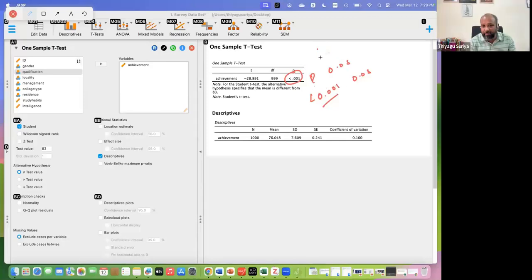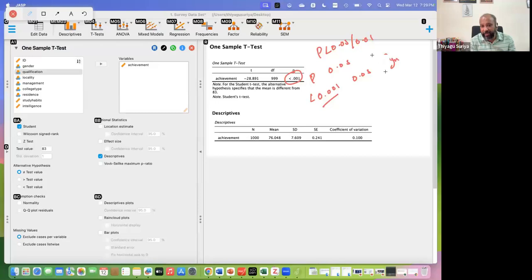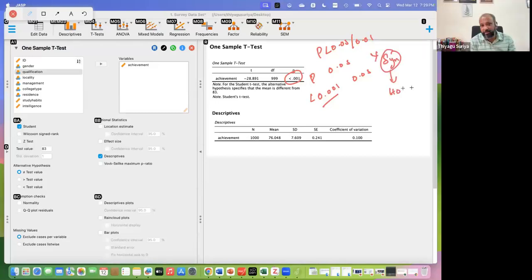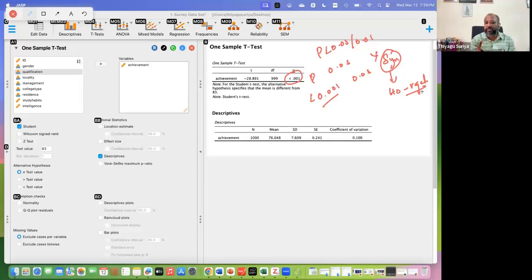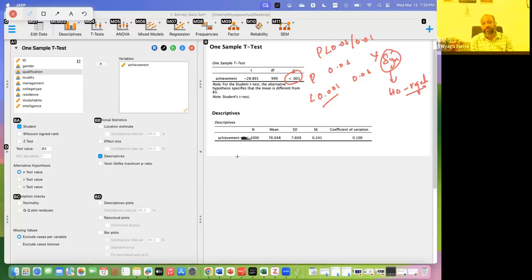If your p-value is less than 0.05 or even 0.01, it is significant. Significant means what? The null hypothesis is rejected. So what is the finding? There is a significant difference between the sample mean and the population mean, so the null hypothesis can be rejected. This is the result: there is a difference between sample mean and population mean.